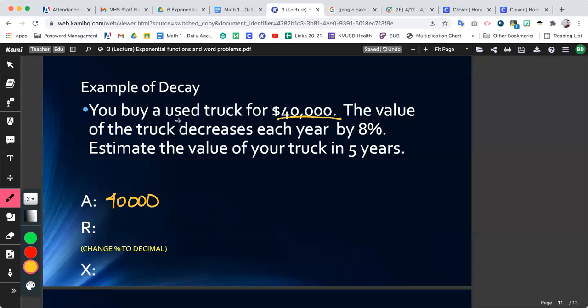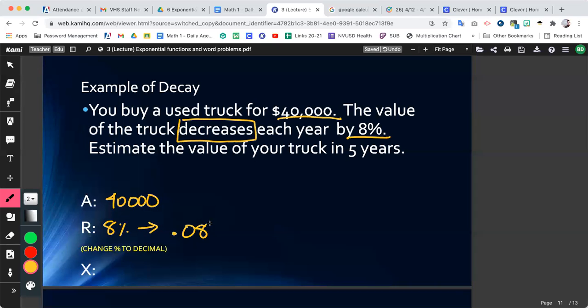The value of the truck decreases. Decreases is your key word. That means it's going to lower in value each year by 8%. What does the 8% stand for? R. Now 8%, we want to change that into a decimal. How do we do that?